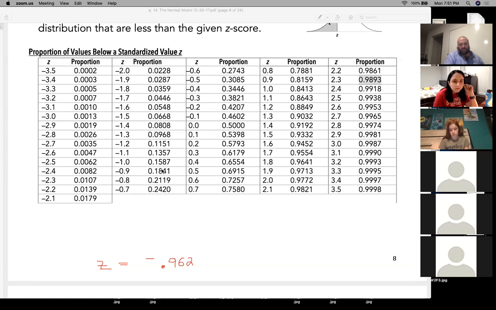So I might take about halfway in between these numbers, like what, 0.172, give or take.